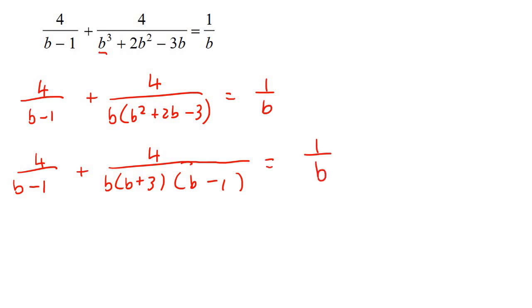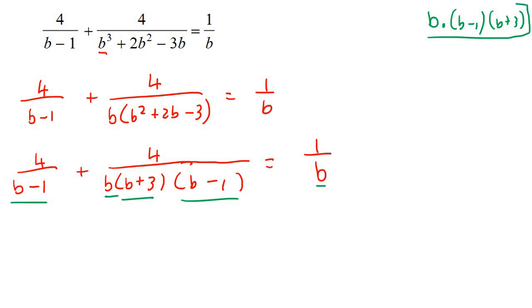Now, we've factorized everything. So the denominator will just be a bit of everything. So I see there's a b. Okay, so that'll be part of our denominator. There's a b minus 1. That'll be part of the denominator. And then there's a b plus 3. So that would be your lowest common denominator.